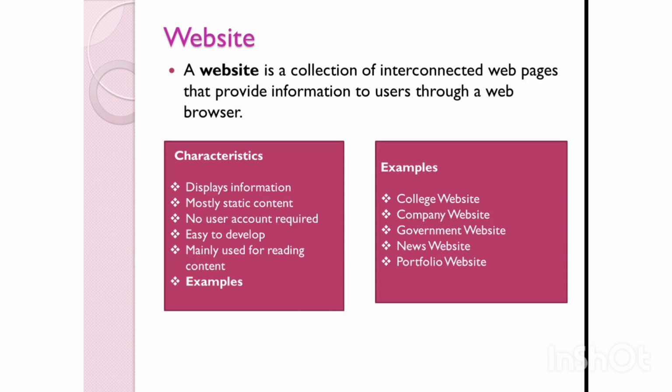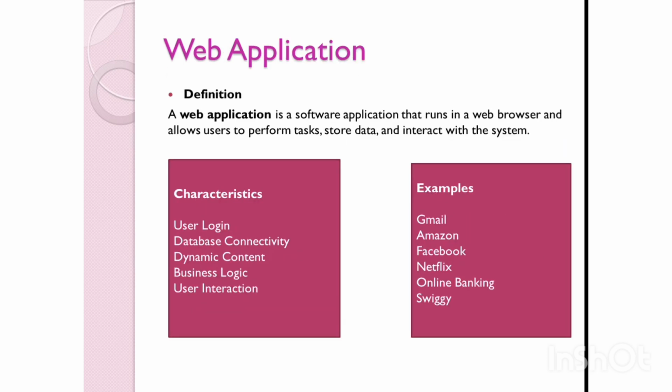Now let's understand what a web application is. A web application is software that runs inside a web browser and allows users to perform a task, save information, and interact with the system. Unlike a website, a web application is interactive. Let's see its characteristics. First, users usually have to log in. Second, it connects with the database to store information. It provides dynamic content. It contains business logic that processes user requests. Most importantly, users can interact with it.